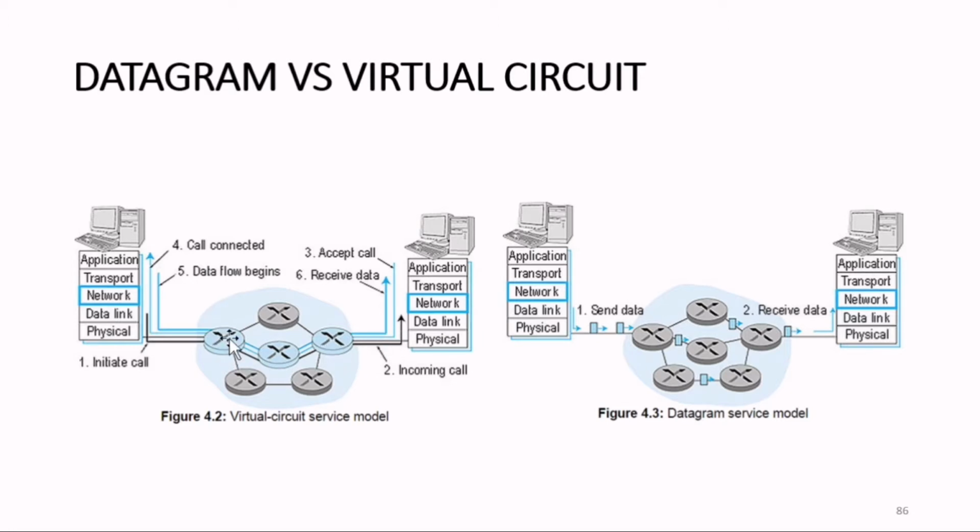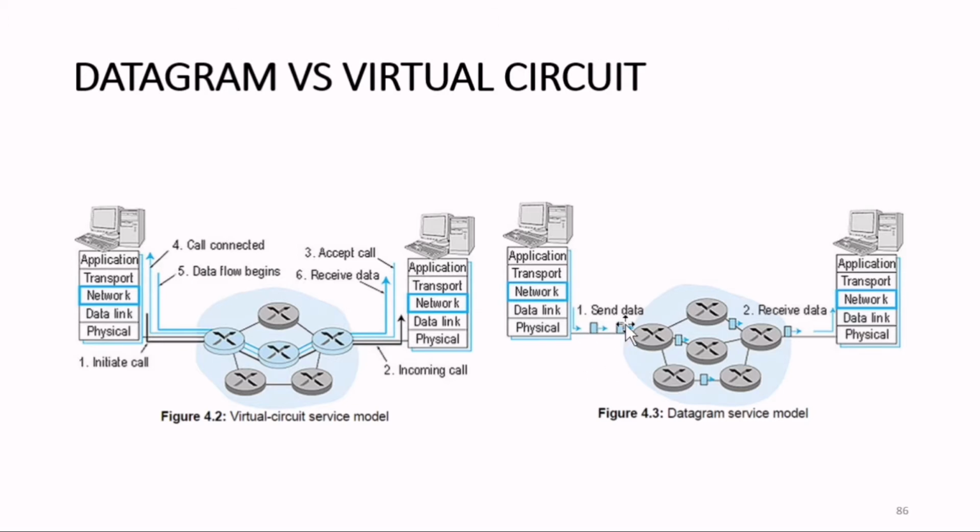So for example, it's already connected with these three routers, which means that from the first packet to the last packet will flow in the same link. However, in this figure here, which is the datagram service model, if you look at this, it will send the data without any VC setup or established connection.